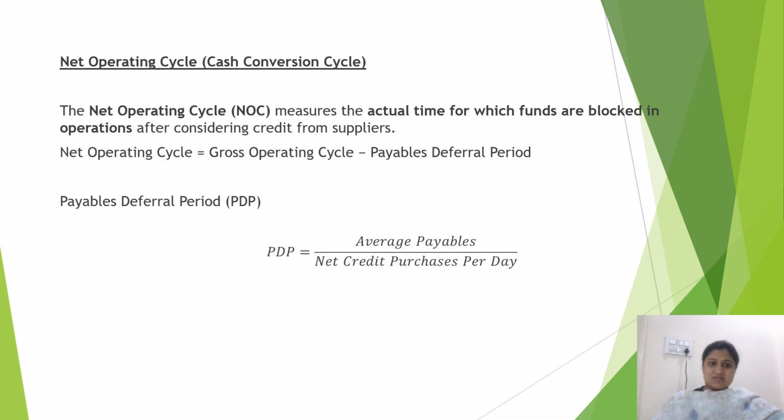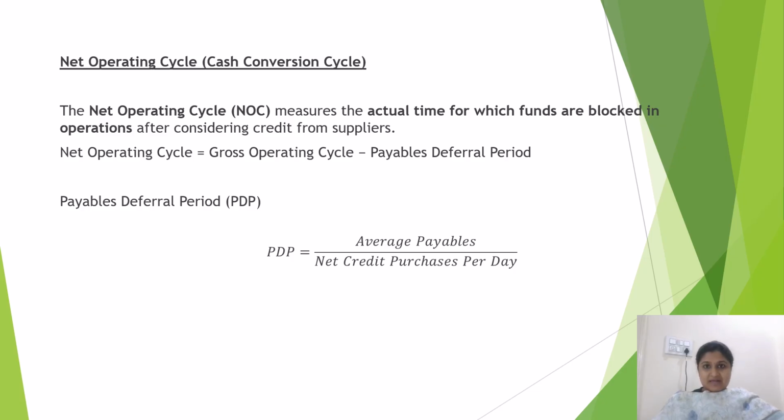Next, we have net operating cycle or cash conversion cycle. In gross operating cycle, I mentioned that it is the total of your inventory conversion period and your debtors or receivables collection period. Net operating cycle measures the actual time for which funds are blocked in operations after considering credit from suppliers. So your NOC equals your GOC, which includes four components: your raw material, work in progress, finished goods, and debtors, less your payables or creditors deferral period. So that is your net operating cycle.